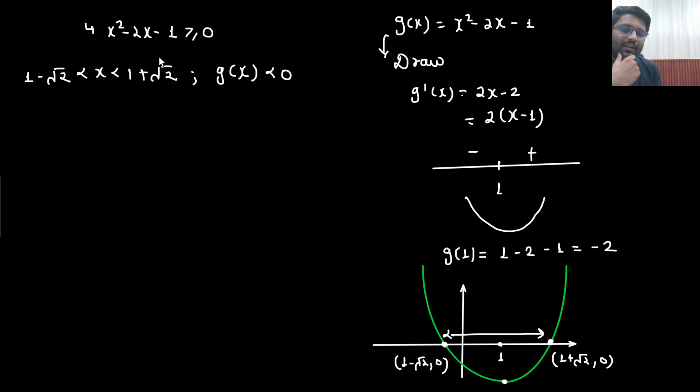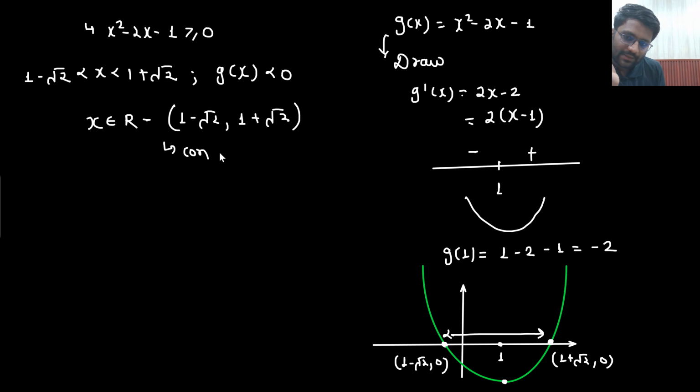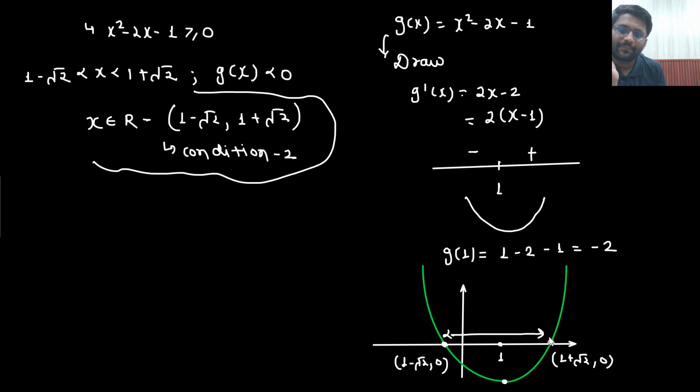But what do I want? I want the value to be greater than or equals to 0. Right? That means these values I should avoid. So the condition we are getting is that x could be anything, but not the values between 1 minus under root 2 to 1 plus under root 2. This is the condition 2 we have got. Is that clear to you?